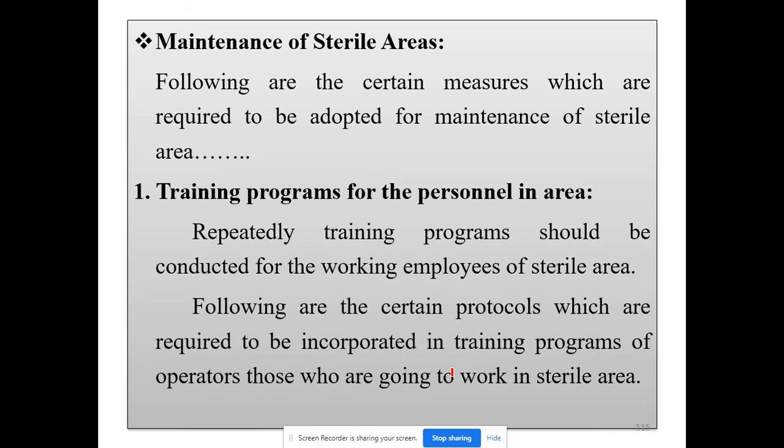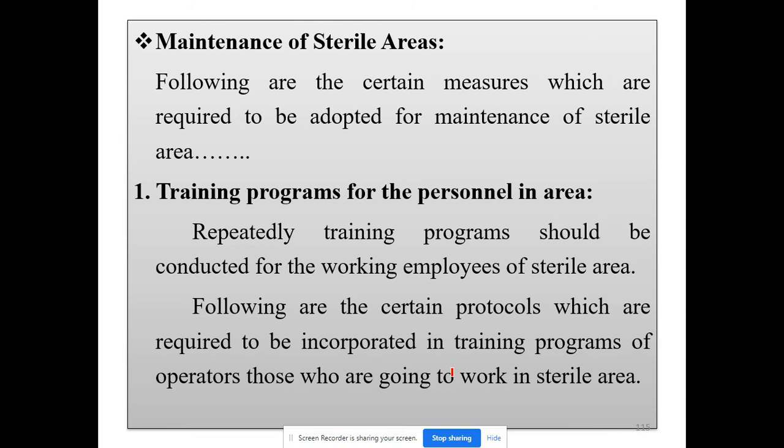The sterile product is basically manufactured in the aseptic area and in the sterile area. The area which has a high level of cleanliness, the area which remains completely free from microbial load, such an area is called a sterile area. Student, try to understand. The area which is 100% free from microbial load, having a high level of cleanliness, that area is called sterile area.